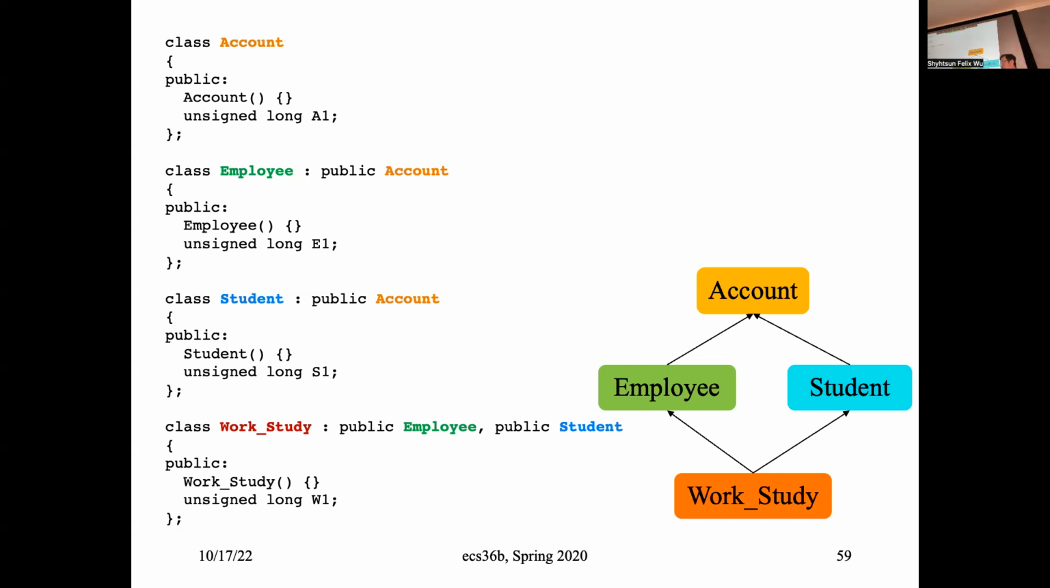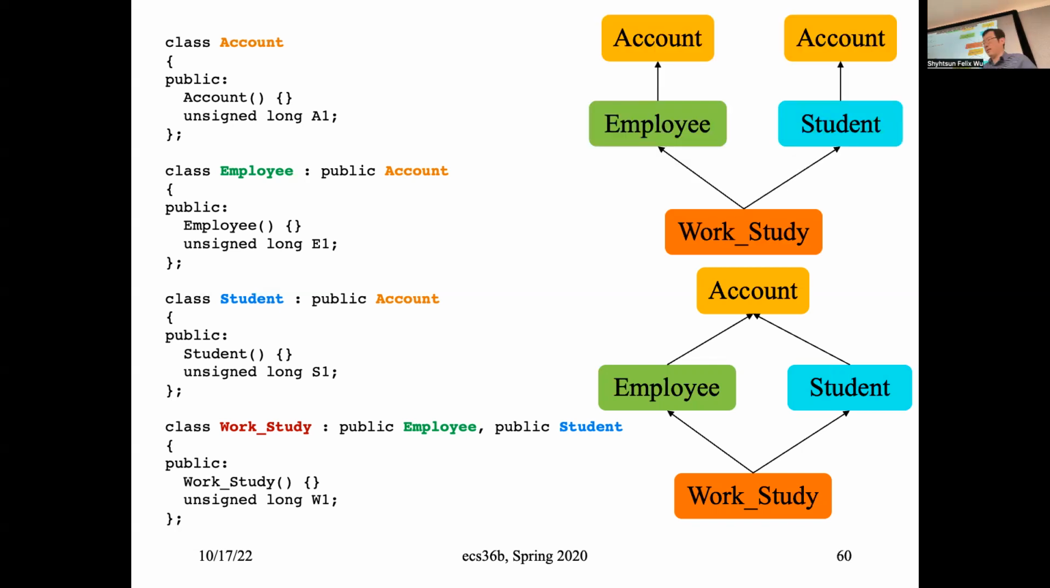Yes. Okay. Then I'm showing you a different way to draw it. I have another way to draw. You see that? I actually have two accounts. One goes up, similar to your question, right? Go up from employee and one goes up from student. So which way do you think makes sense?